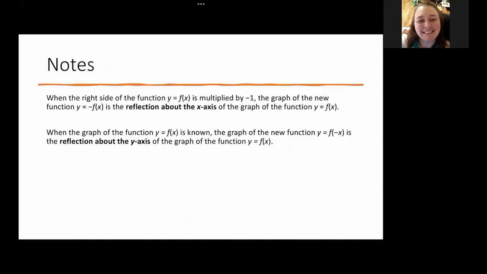Again, something for your notes. When the right-hand side of the function y equals f of x is multiplied by a negative 1, so the new function looks more like y equals minus f of x, it's the reflection about the x-axis. When you graph the function y equals f of x and the new function y equals f of minus x, notice where your negative sign is, that's going to be a reflection about the y-axis.